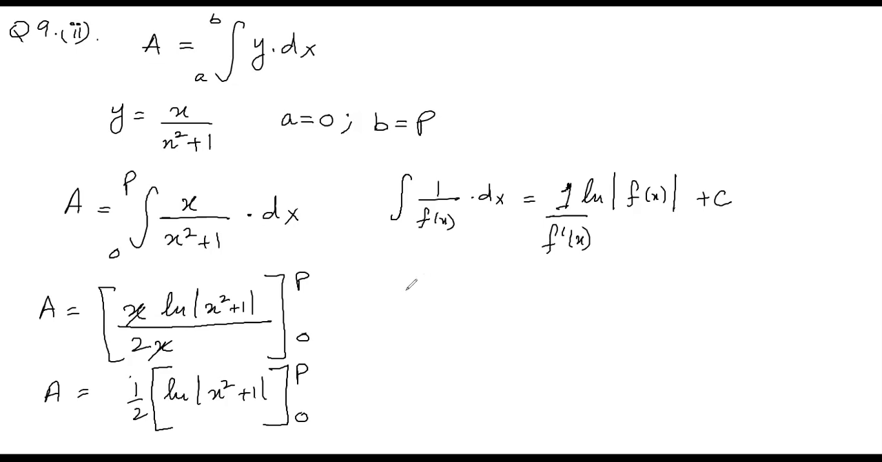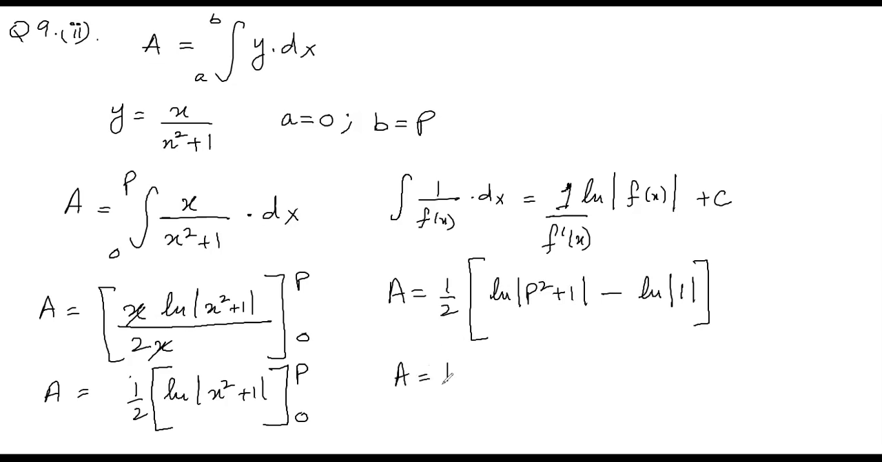Now we just simplify this and apply the limits. So we get area is equal to half, bigger bracket, applying p first, so we get ln of p squared plus 1, minus ln of 0 squared, which is 0, plus 1, so that's just 1, and ln 1 is 0. That whole part gives you 0, and minus 0 is just 0, so we are left with just this part. So the area is half ln of p squared plus 1. And that's the answer to part 1.